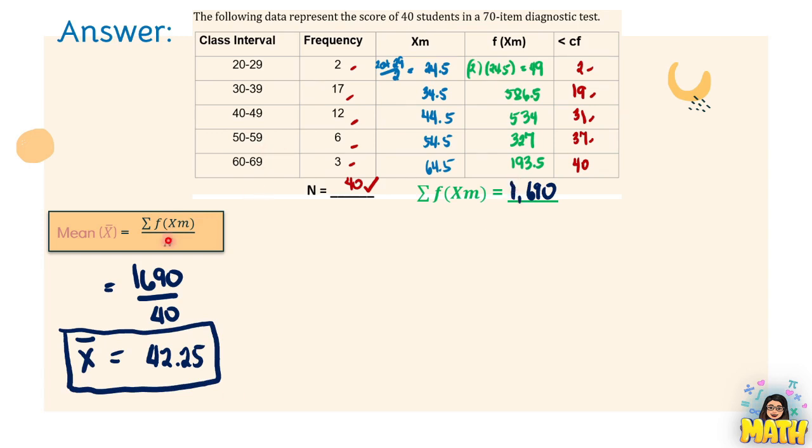Alright, for the mean, we simply just need to get the sum of the products of frequency and the class mark, which is equal to 1690, divided by the total frequency, 40. That will give us the mean, or the average, 42.25.